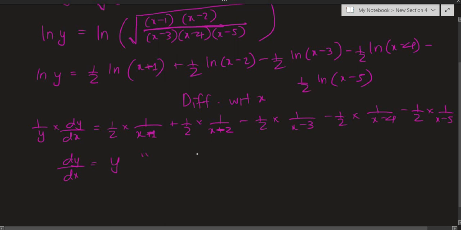So y times this mess. I don't want to write it, I don't want to substitute y, I don't want to write this mess again. It's a lot of effort. Trust me.